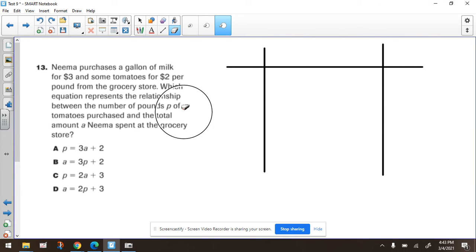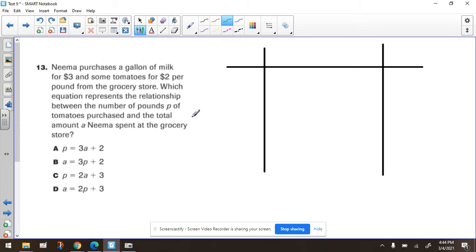We're going to take a look at question number 13. It says Nima purchases a gallon of milk for $3 and some tomatoes for $2 per pound from a grocery store. Which equation represents the relationship between the number of pounds P of tomatoes purchased and the total amount A Nima spent at the grocery store?